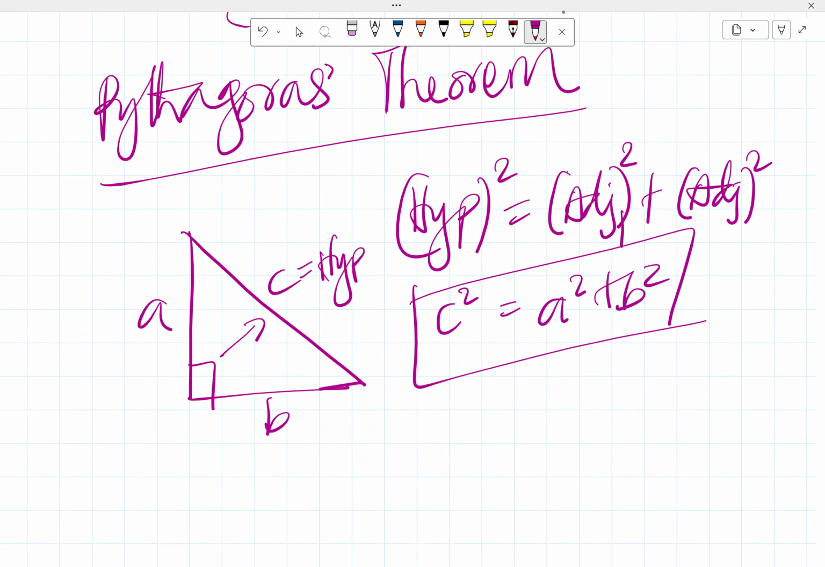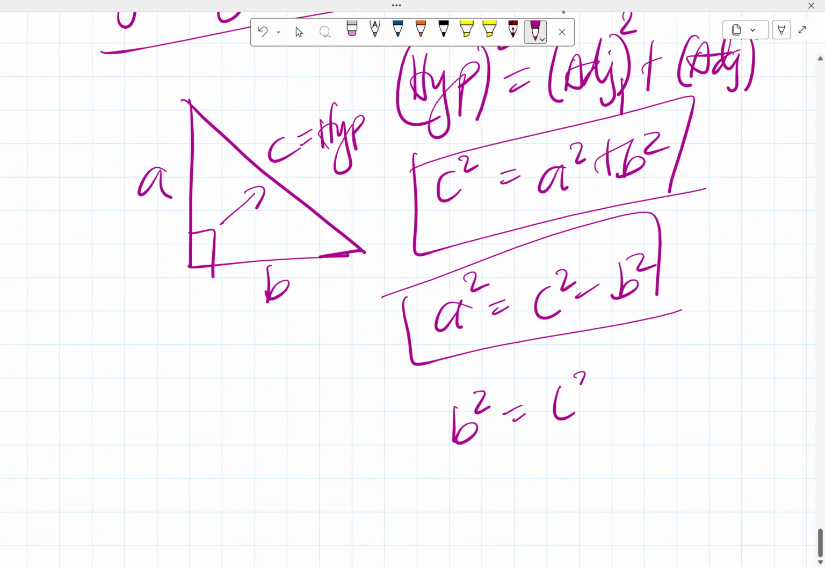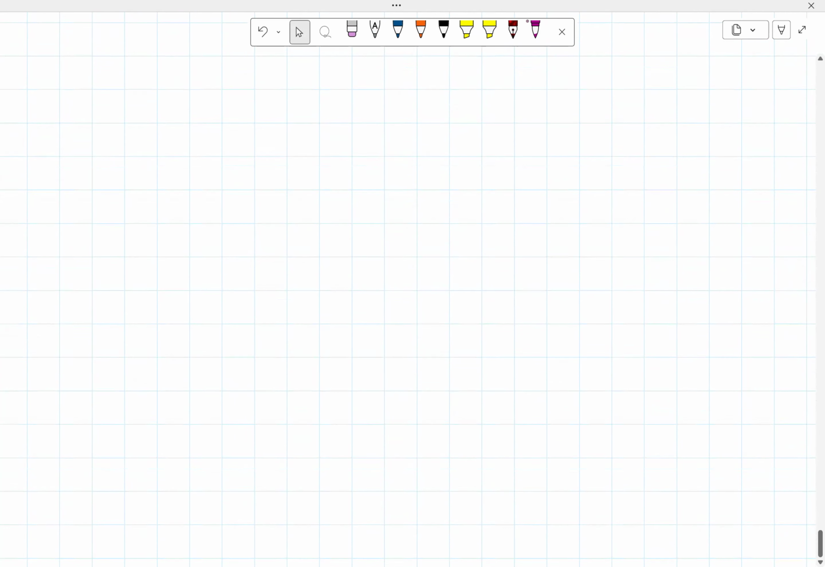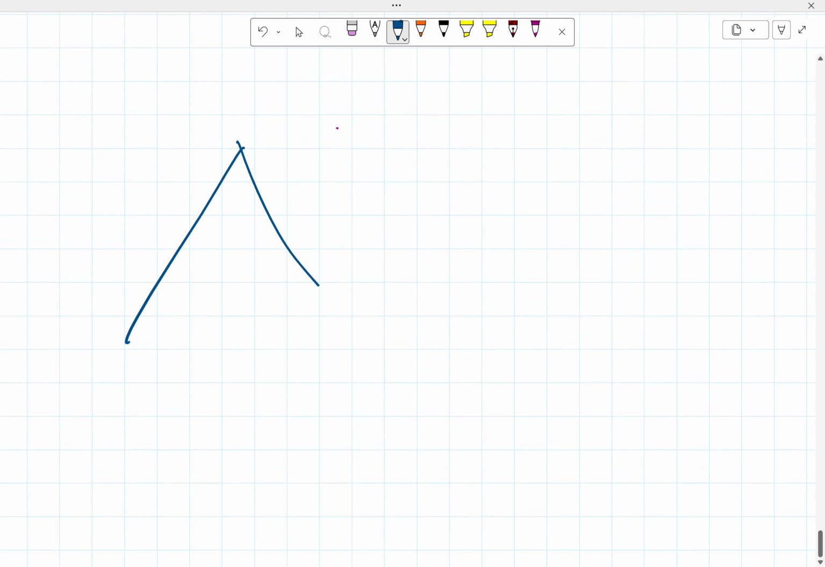So based on this, now you can easily know that a squared is equal to c squared minus b squared. In the same vein, b squared is equal to c squared minus a squared. So if you now need to find anything, imagine that apart from getting a right angle triangle like this, you can get one from an equilateral triangle, where you can easily drop a line to get a right angle triangle. So you can then apply Pythagoras theorem to the two sides.